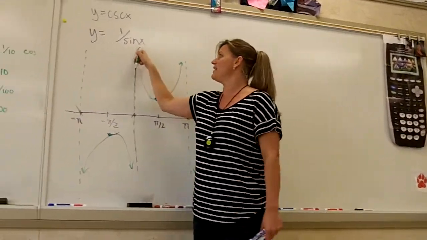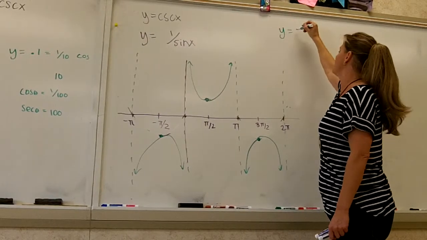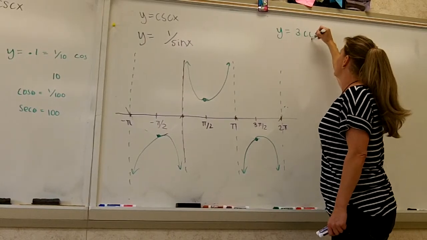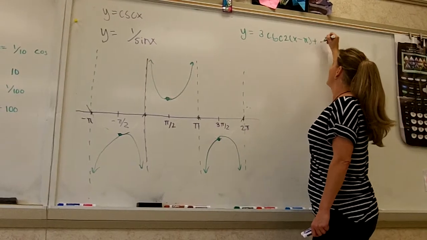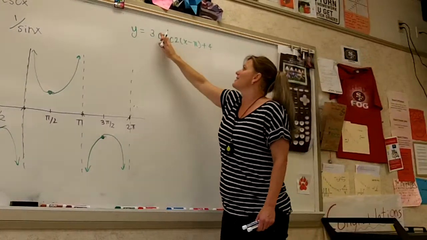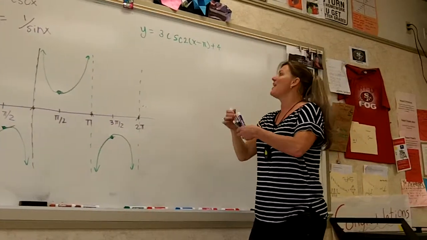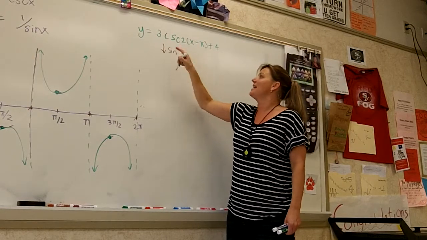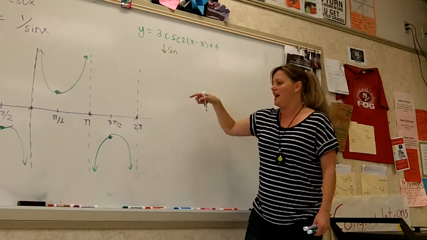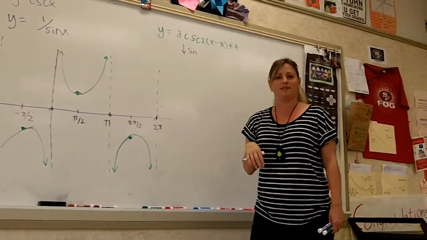Just start off by graphing this, and if it's shifted or anything, so like if I wanted to graph y is equal to 3 times the cosecant of 2 times x minus pi plus 4, it looks like it would be hard to graph, but I would just start off by graphing the sine of this exact function, and then just put the parabolas on the tops and the bottoms of the graph. And don't forget about the asymptotes.